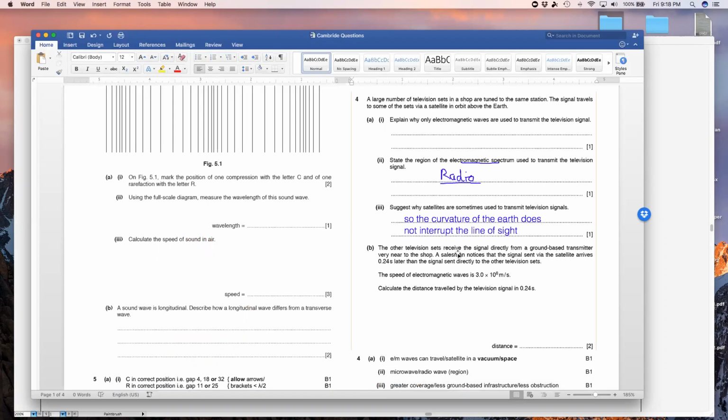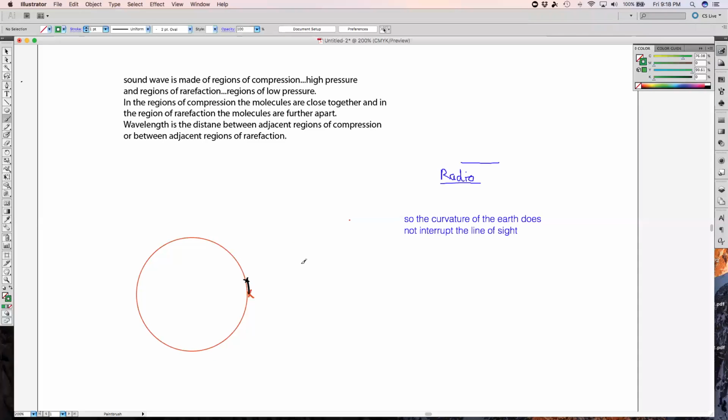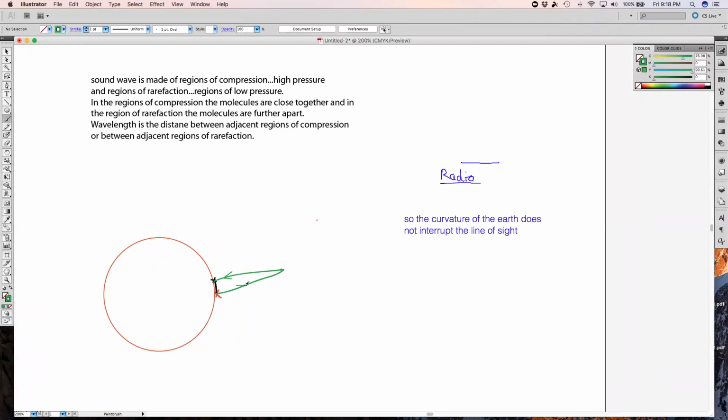So this one, you're getting the signal directly. The first person is a ground-based transmitter very near to the shop. The signal is coming directly from here to here. The second transmission is going up to the satellite that is up here. So the signal is going up all the way to the satellite, and then it's bouncing back down to here. So you have two signals, two televisions. One television using the satellite signal, and one television using the direct earthbound system.